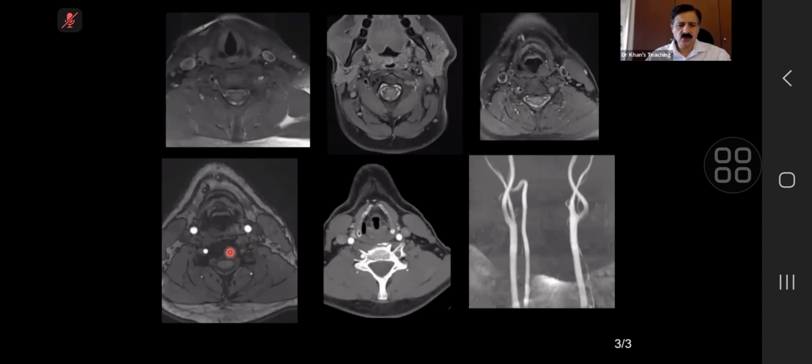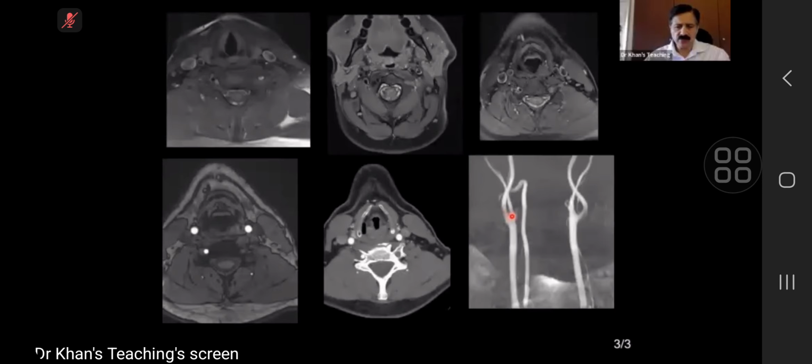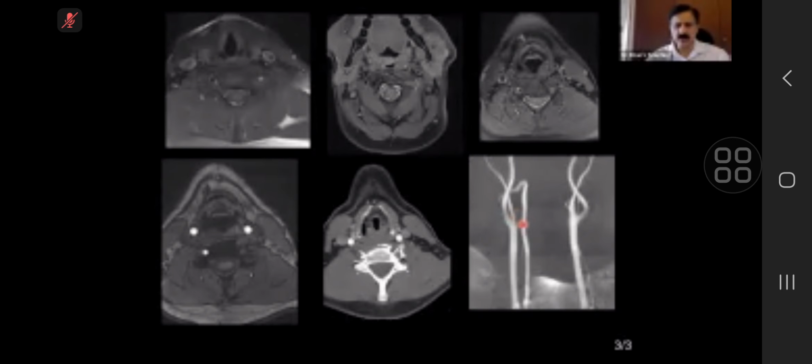But on this, you will never be confident if that dissection is there. And another point here is that this is a time of flight MIP sequence, where, as I told you in the beginning, you can see on the right side the common carotid, then the internal carotid and the external. This one is slightly rotated, so that's why the configuration is slightly different than what I taught you on the first film.